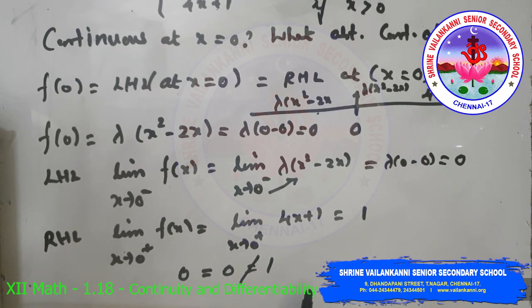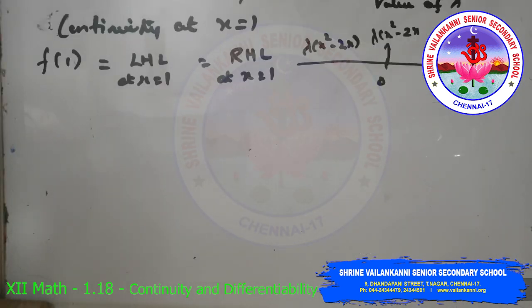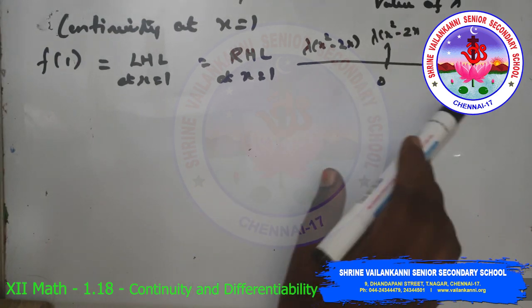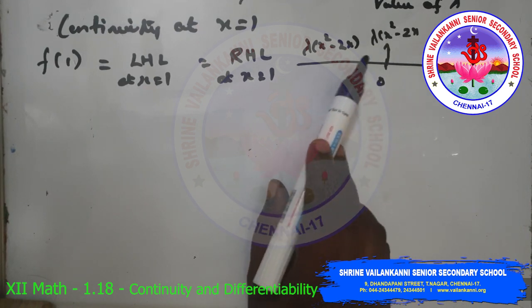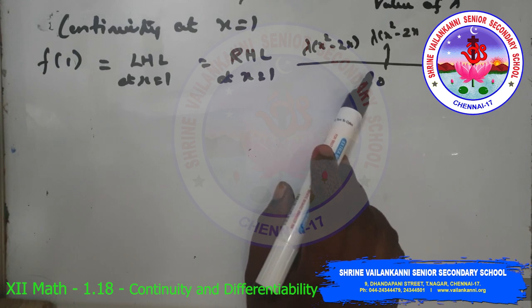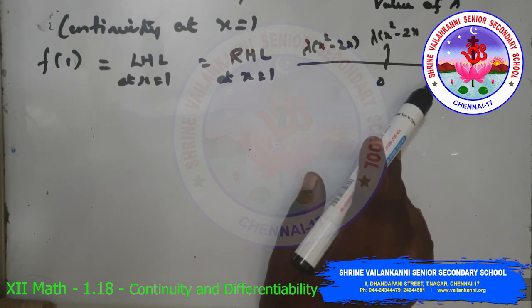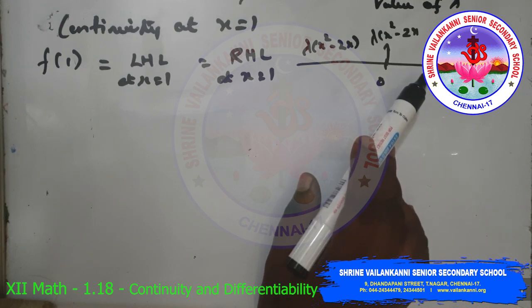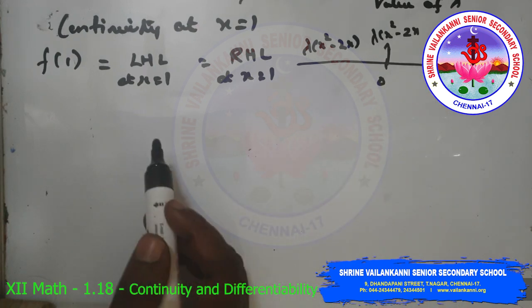Hence there is no such value of lambda for which it is continuous at x equal to 0. Now we have to check the continuity at x equal to 1. Drawing the number line, for x less than or equal to 0 we have lambda of x square minus 2x. For x greater than 0, the function is defined to be 4x plus 1. So at x equal to 1 we have 4x plus 1.